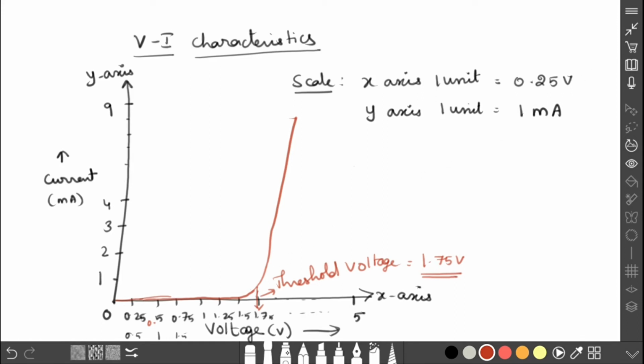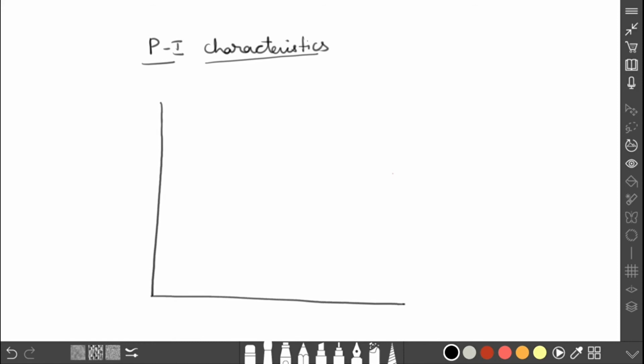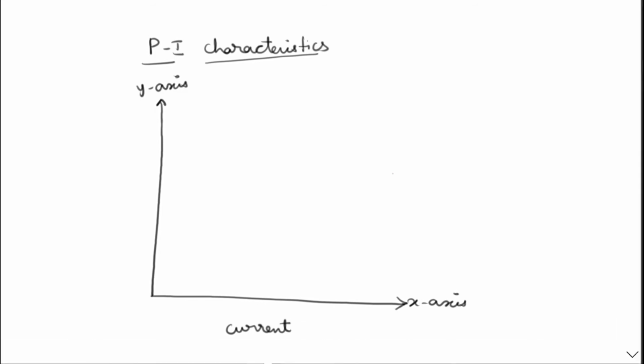And we have discussed another one also, that is PI characteristics. So the next graph we are going to draw is about PI characteristics. Actually, we have discussed I is equal to 1 milliampere, 2 milliampere, like that. So we fixed the current value. So this is the x-axis, this is the y-axis. Here current, its unit is milliampere, and here power, its unit is milliwatt.